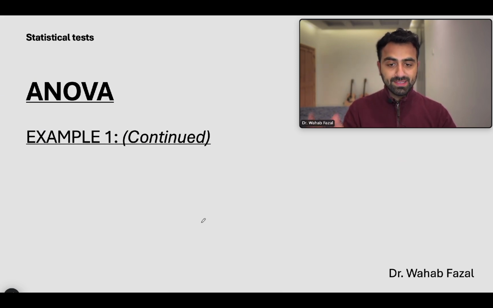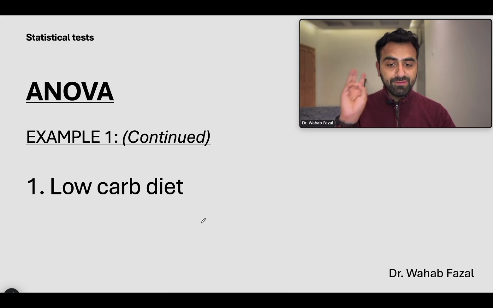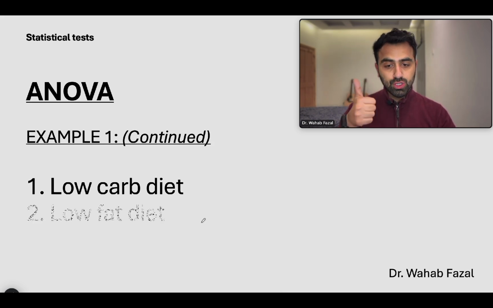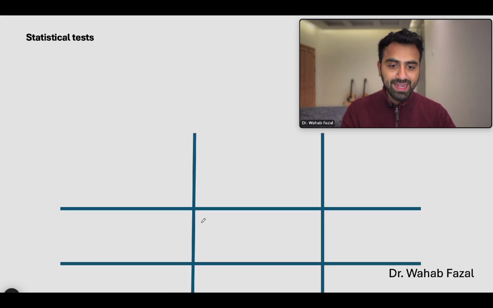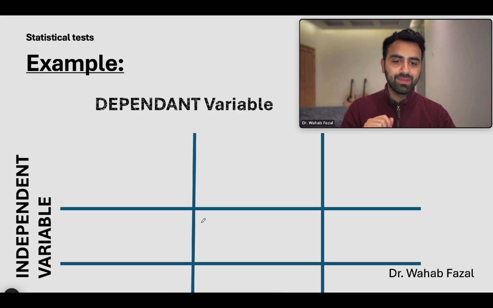So let's take the same example. If we continue that, so you have 3 different types of diet effect on weight loss: low carb diet, low fat diet, and Mediterranean diets. These are 3 different types of diet, and you want to study the effect they have on weight loss. That is the quantitative outcome.